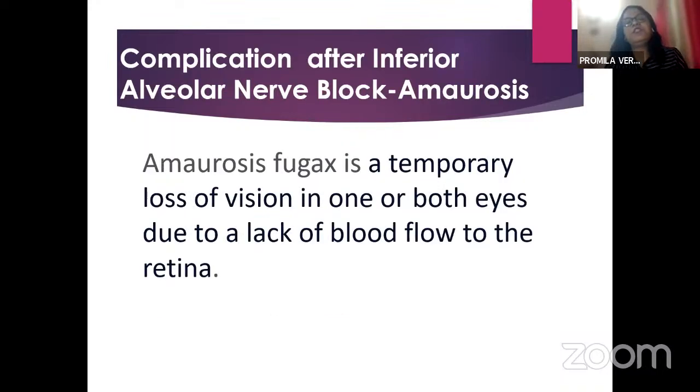Another complication which may occur after inferior alveolar nerve block is amaurosis. First of all, we should know what amaurosis is. Amaurosis fugax is a temporary loss of vision in one or both eyes due to the lack of blood flow to the retina. So I will be discussing a case where the patient got a temporary loss of vision due to the administration of inferior alveolar nerve block.